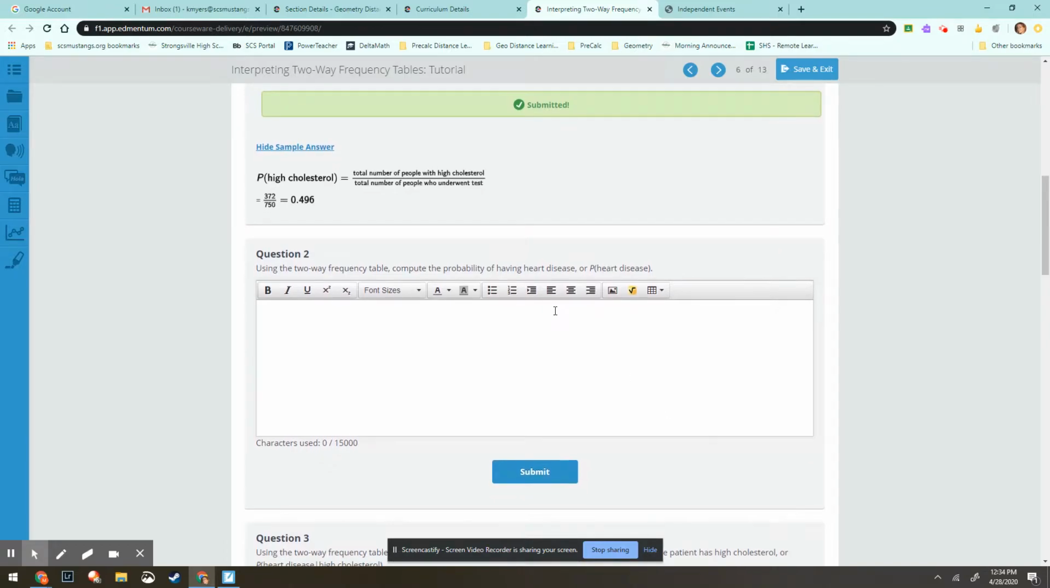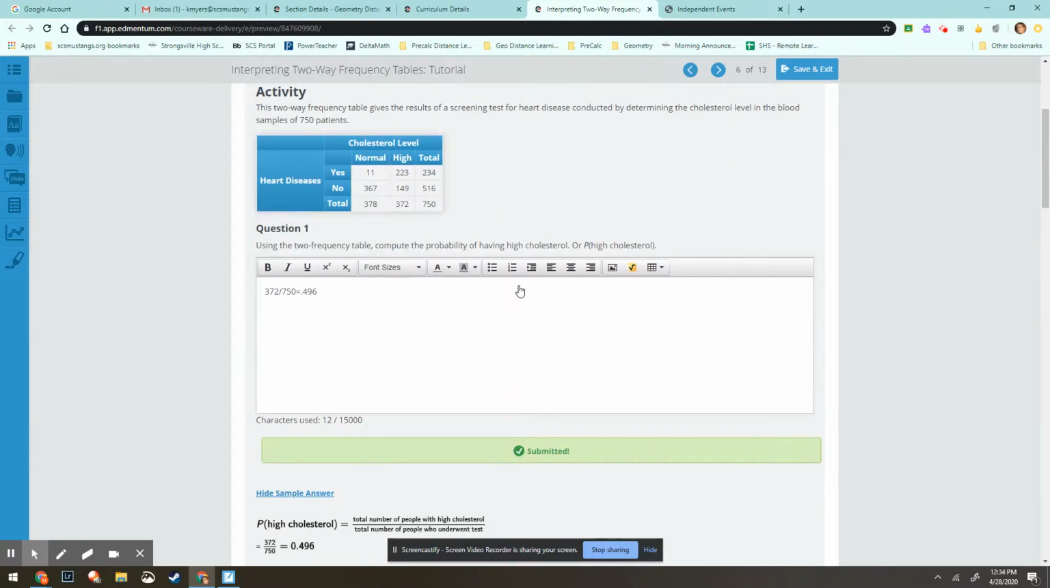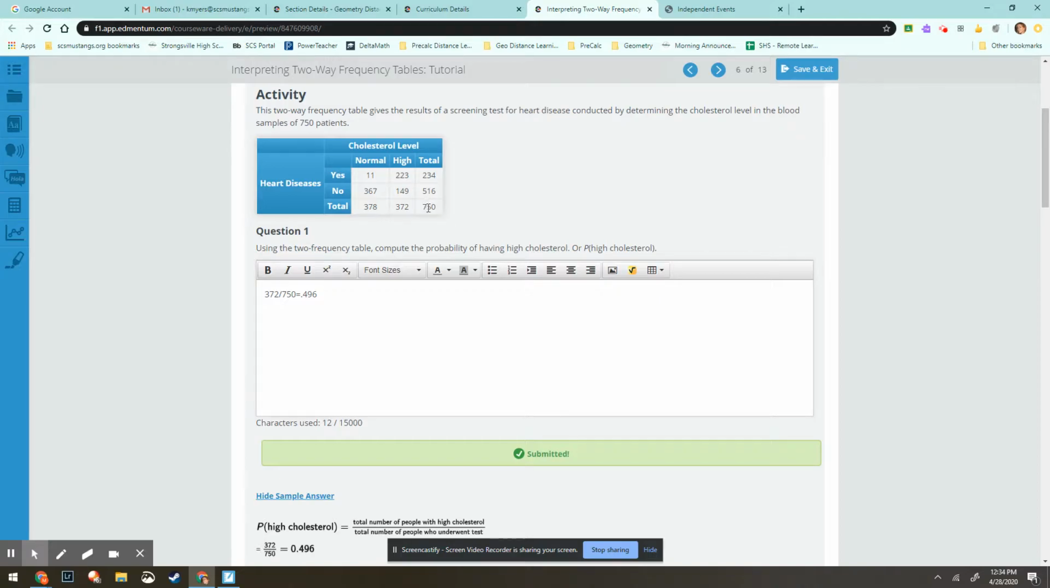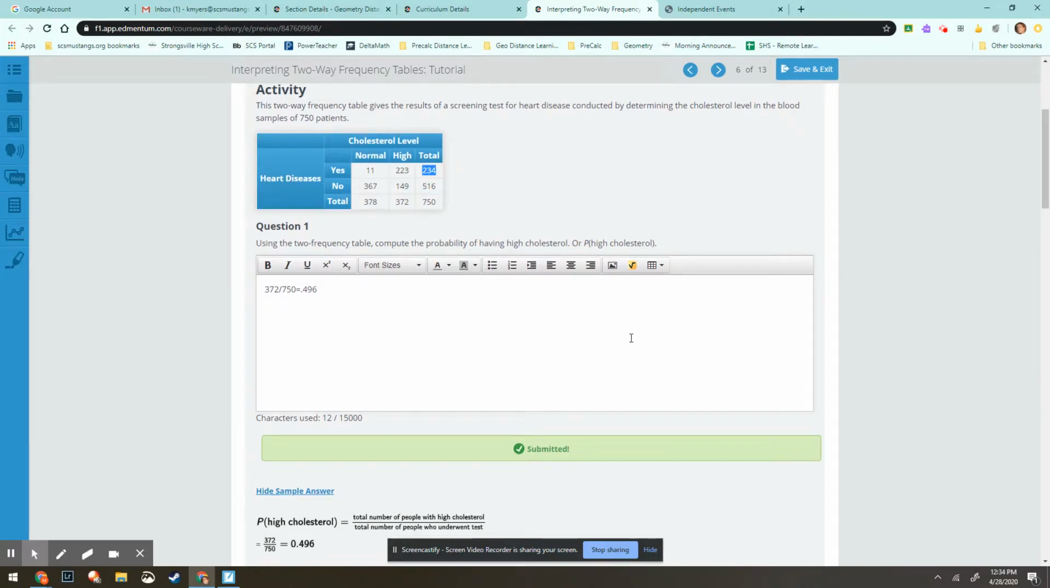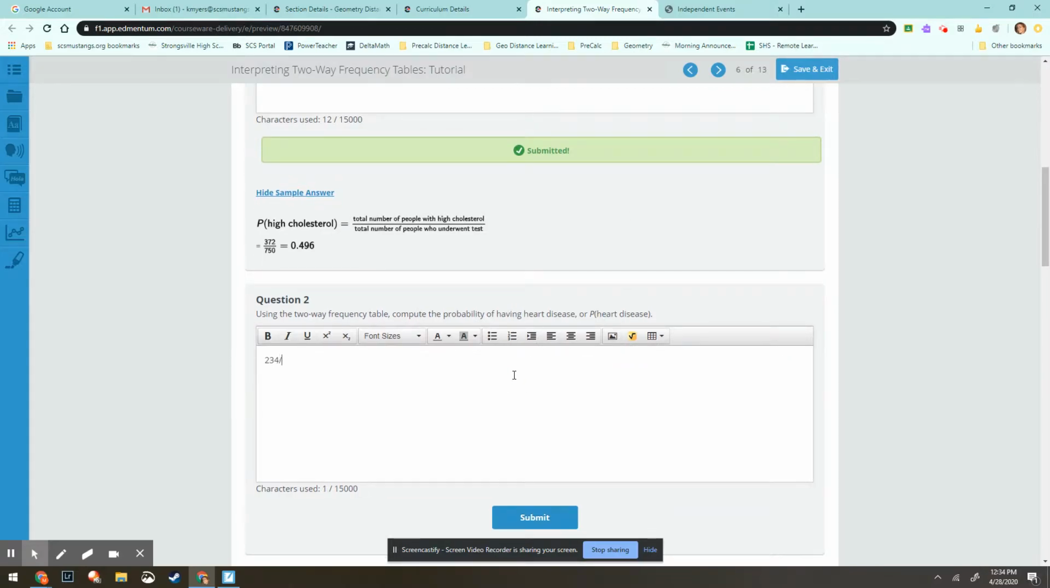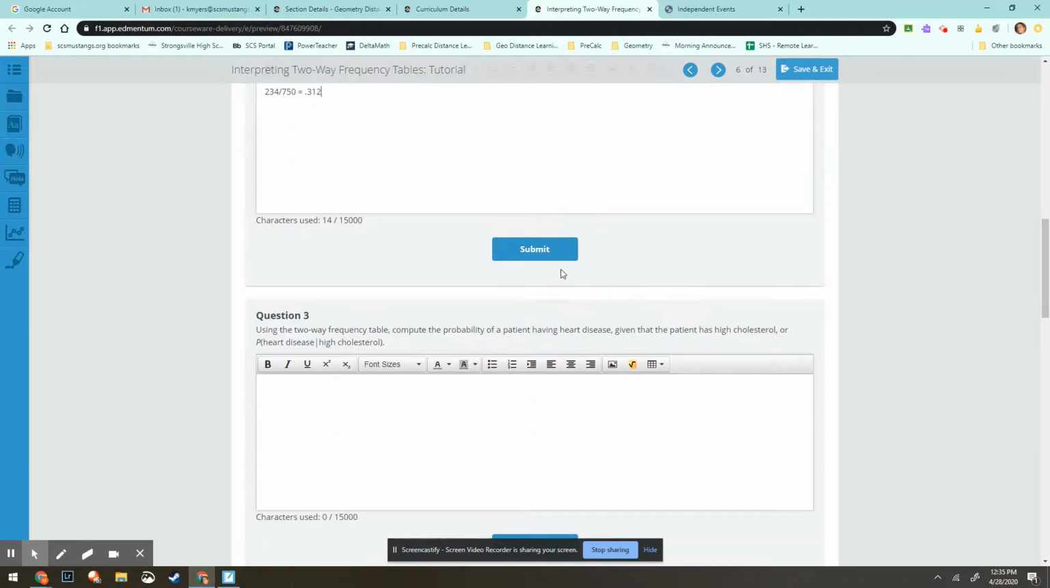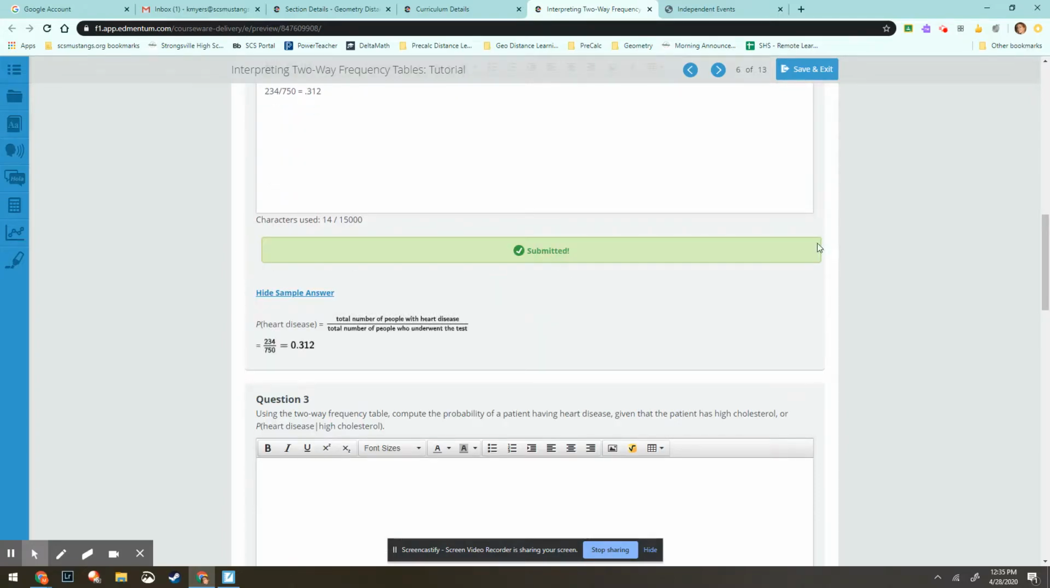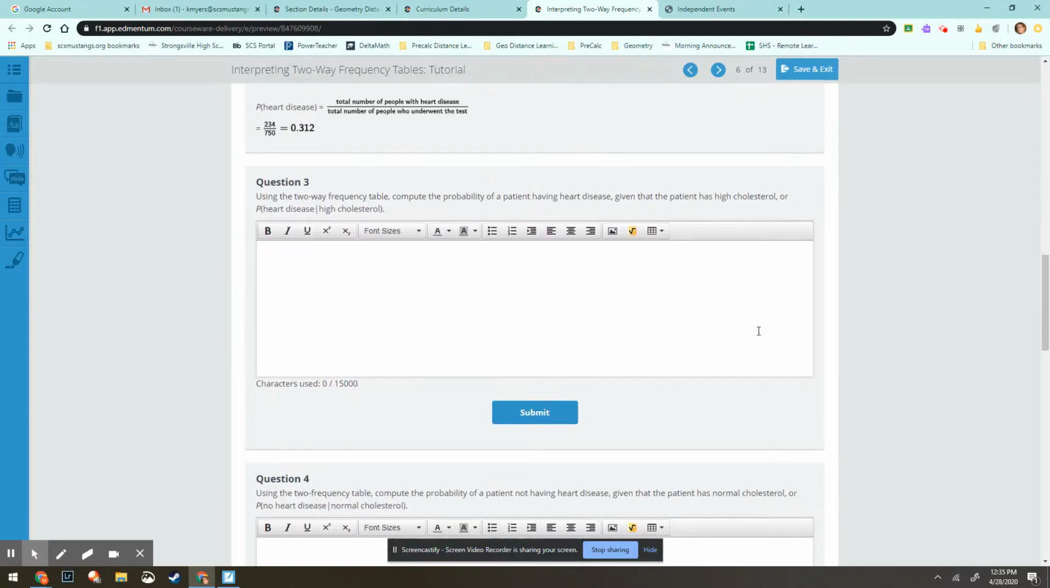Now we're going to figure out the probability of having heart disease. So if we come over here again, the total number of people is 750, but the number of people that have heart disease is 234. So we're going to do 234 divided by 750. And if we use a calculator, we'll see what that is. 0.312, or about 31.2%. And that's your risk of having heart disease.